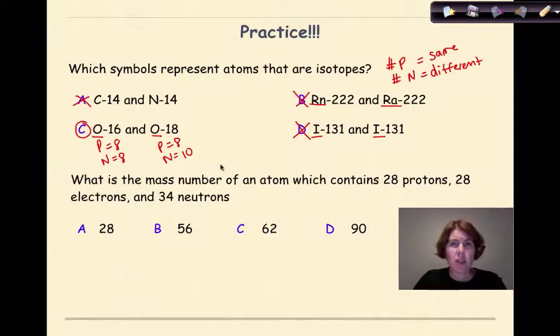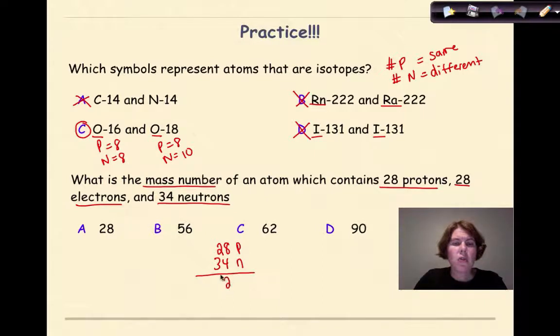So if you got C as the correct answer, good job. Let's look at this example right here. What is the mass number, atomic mass, of an atom which contains 28 protons, 28 electrons, and 34 neutrons? So we have 3 subatomic particles given to us. The key thing to remember here is that the mass is composed of protons and neutrons. So to figure this out, we do 28 plus 34. So 28 protons, 34 neutrons, and we'd add those together.